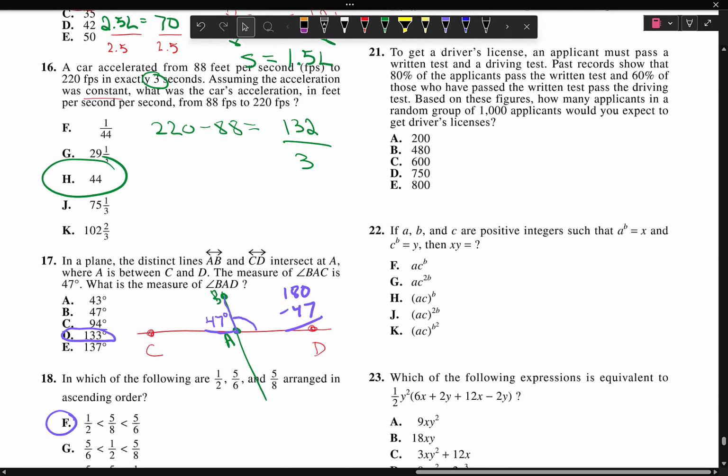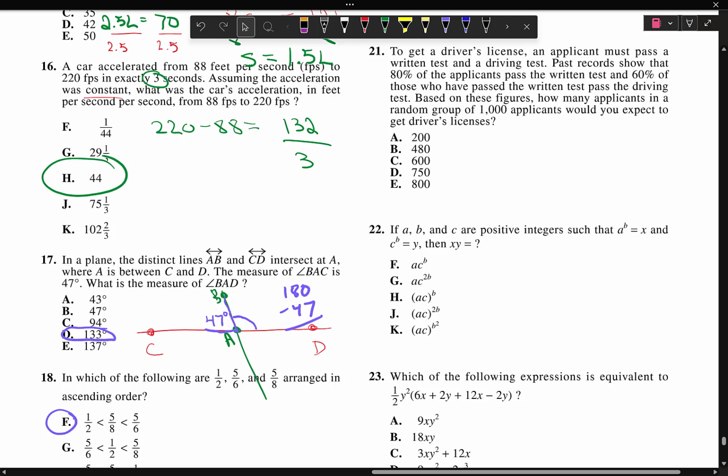And then finally, 21. To get a driver's license, an applicant must pass a written test and then a driving test. Past records show that 80% pass the written and 60% of those who passed the written pass the driving test. Based on these figures, how many applicants in a random group of 1,000 applicants would you expect to get a driver's license?